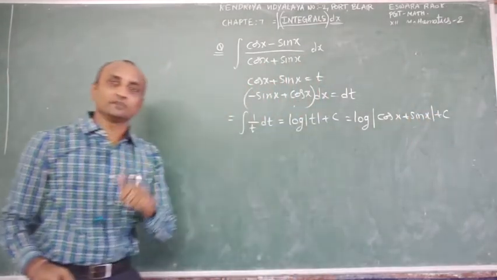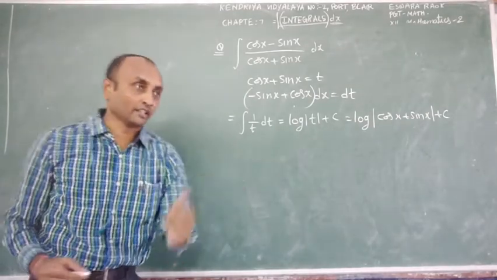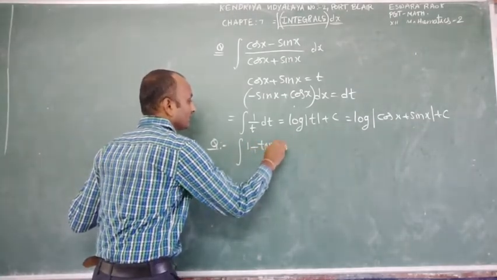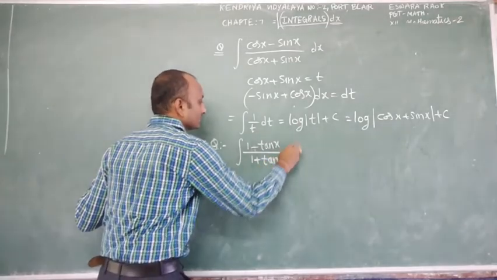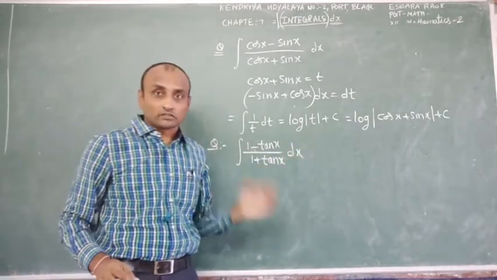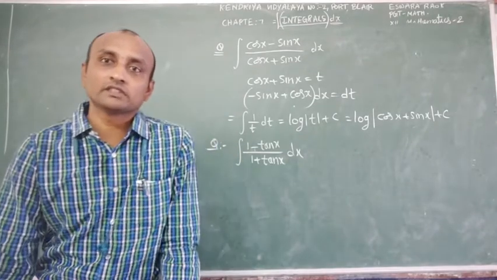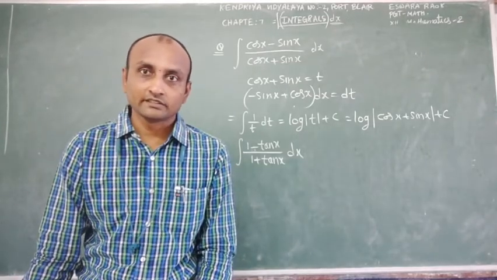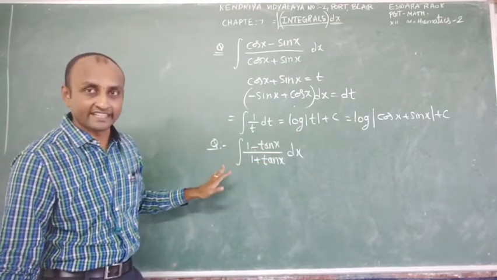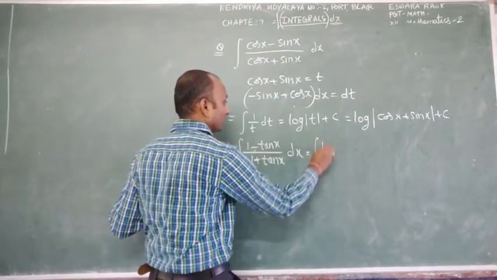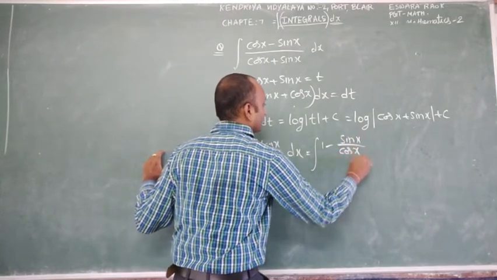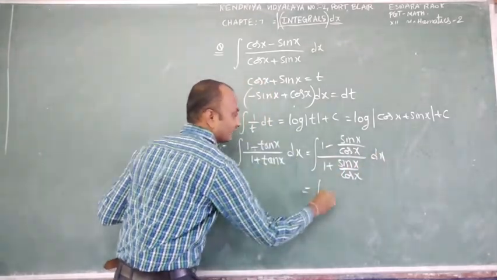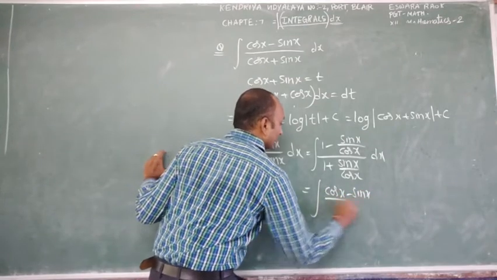See, what is taken as t, that is important. Now this same question, they ask in another way, that is integration of 1 minus tan x by 1 plus tan x. This time, if I take 1 plus tan x as it is, its derivative is 0 plus secant square x. Secant square x is not there, so I cannot take it. That means convert tan x as sine by cos. So let's check what I'm getting: 1 minus sin x by cos x by 1 plus sin x by cos x into dx. Now take LCM, then you get cos x minus sin x by cos x plus sin x.